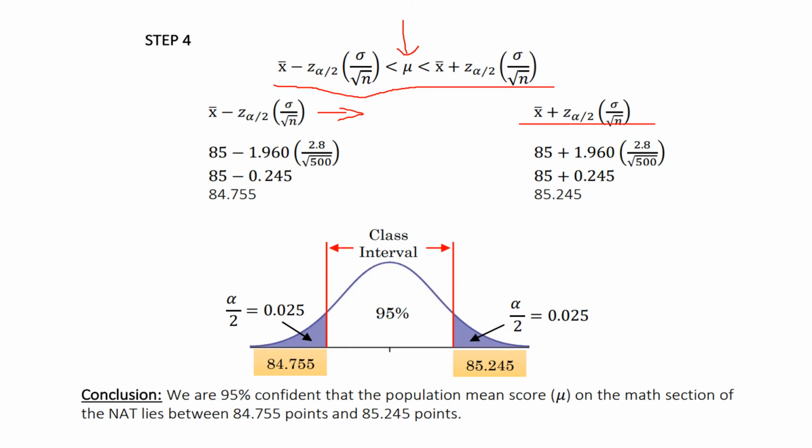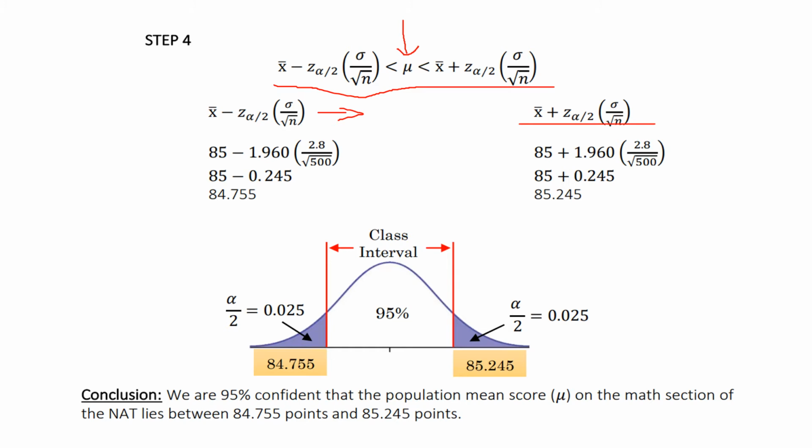Same thing with this one, for your upper confidence level. We just simply add your C sub alpha over 2 multiplied by sigma over square root of n to your sample mean x bar. Now, with the given values, we just simply substitute the given values for this formula.